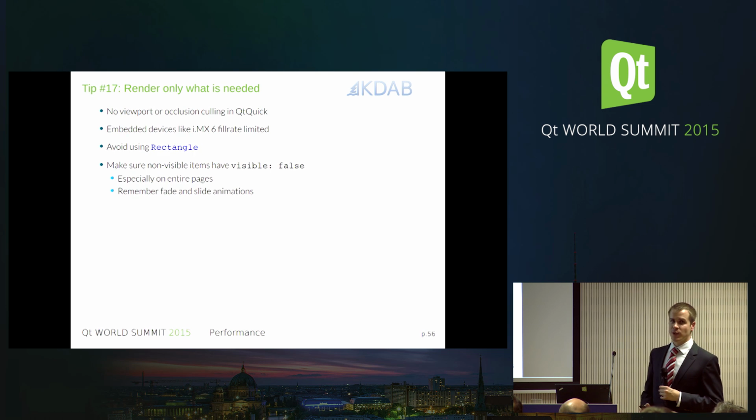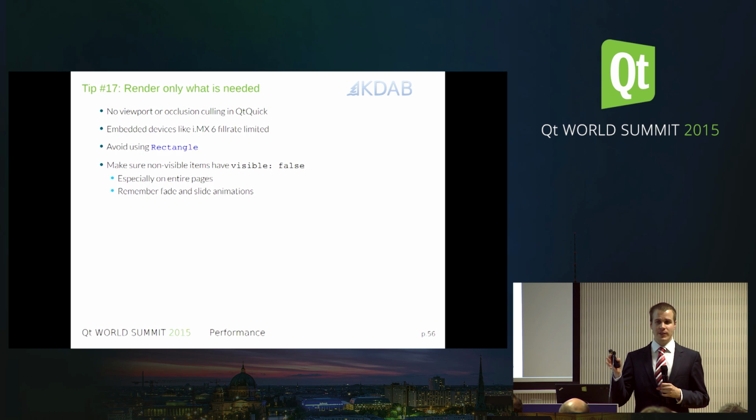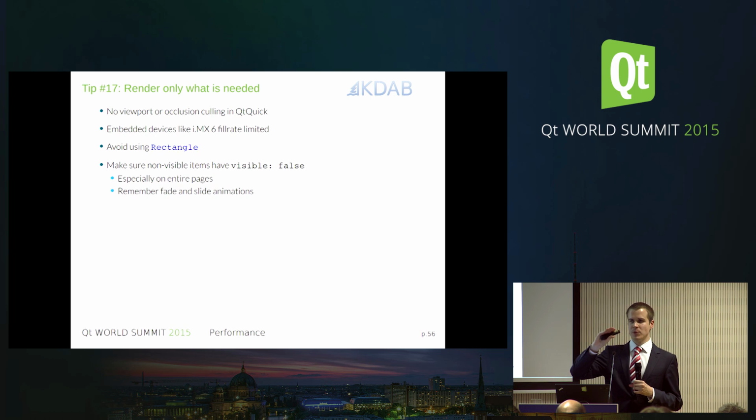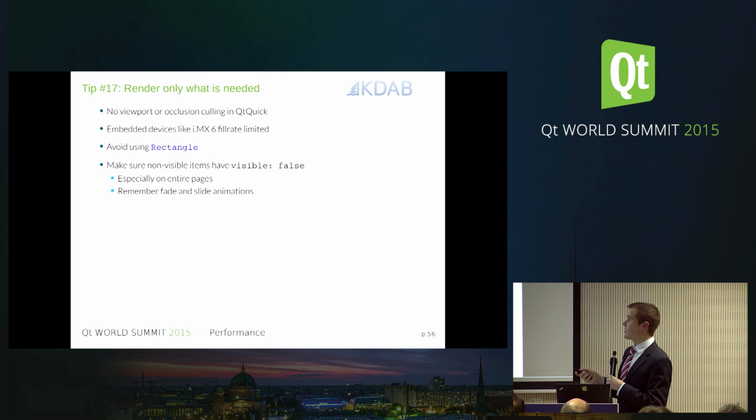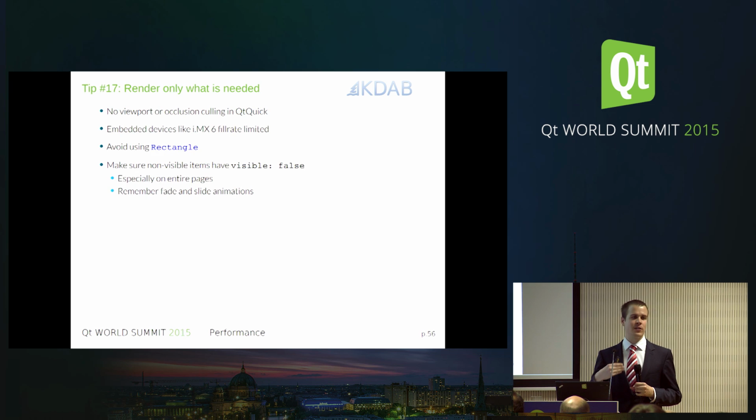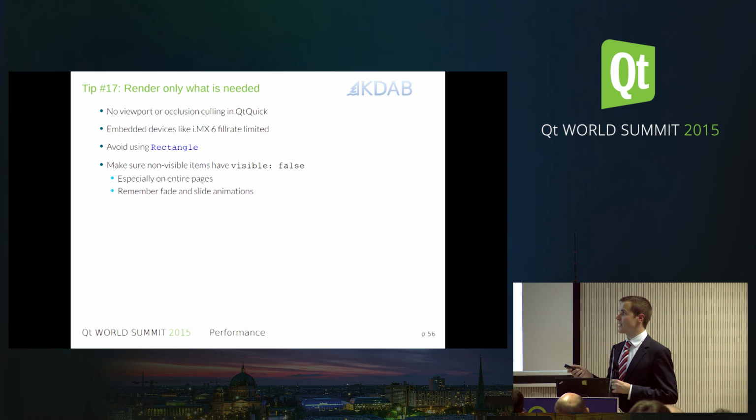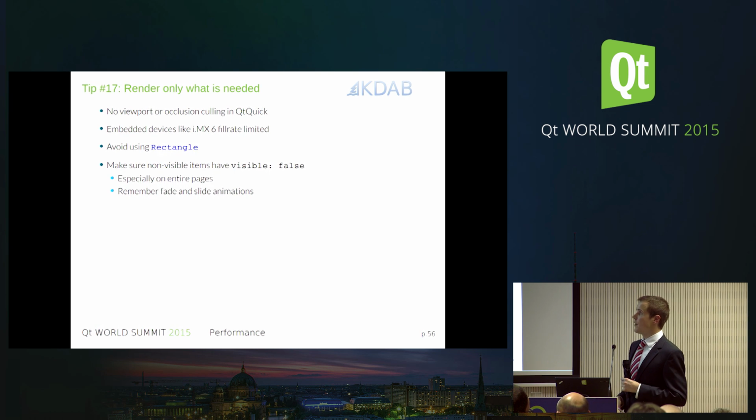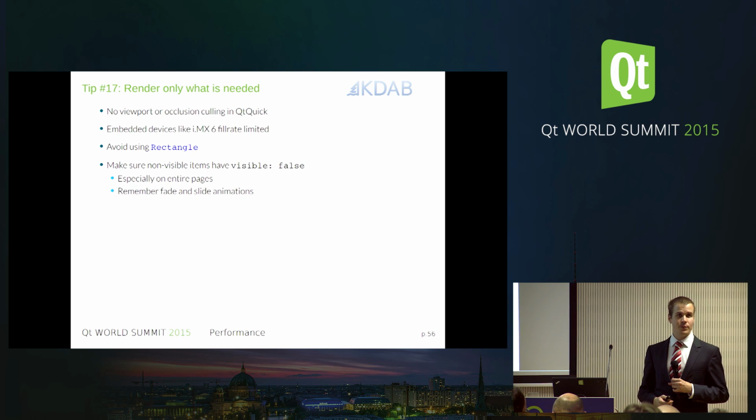Another thing to watch out for is items that are no longer visible. For example, a button that has moved outside of the screen, or a layer that is hidden behind another layer, which you know in your code. Set visible to false, because otherwise it will still be sent to the GPU. The QtQuick renderer has no viewport clipping, it has no occlusion culling, so it always sends everything it knows about to the renderer, except if you set visible to false, then you can avoid drawing them.